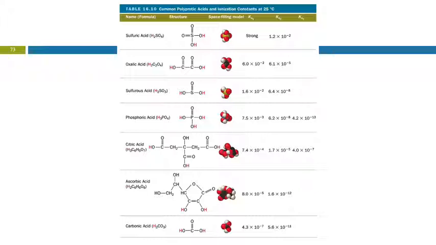Carbonic acid. Jeez. My short-term memory is not what it used to be.